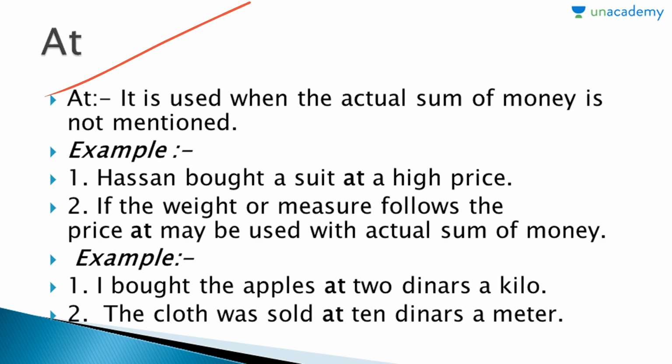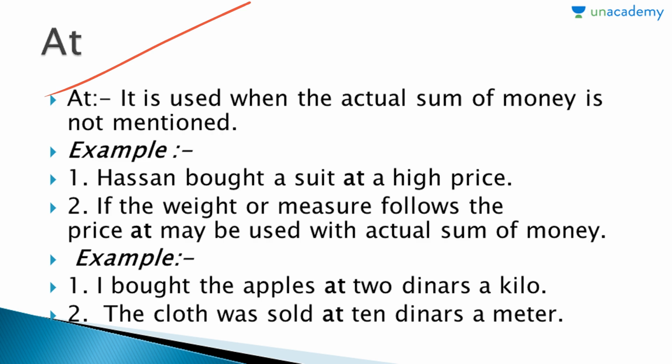Let's see the examples. Hassan bought a suit at a high price. So high price, what is high price? Well, this is very relative, right? So for someone, high price can be 20 euros. For someone, high price can be 10,000 euros. So there is not a proper distinction being made as to what was the price of the suit that Hassan bought, and therefore we are bound to use "at" here and not "for".